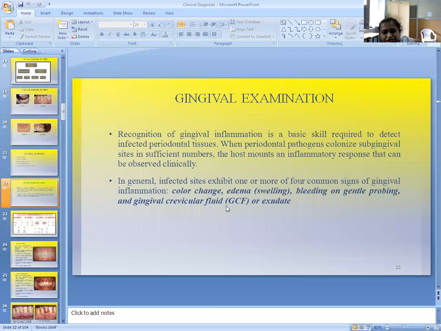Any color change in chronic inflammation, you can see a bluish tinge because of vascular engorgement and extravasation of fluid from vessels. This is for chronic inflammation. In acute inflammation, you will find a bright red color. Bright red color is very commonly seen with acute abscesses. So that is mainly the color change which occurs in gingival diseases. Then edema or swelling.